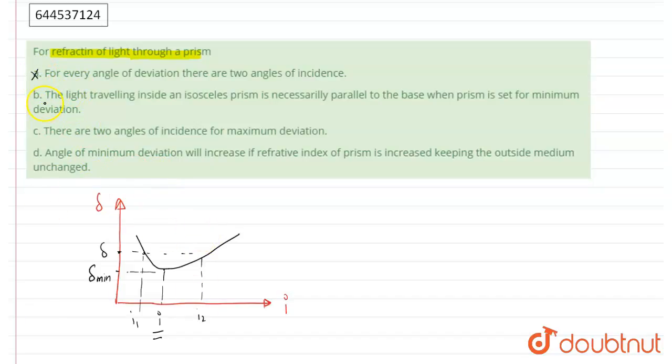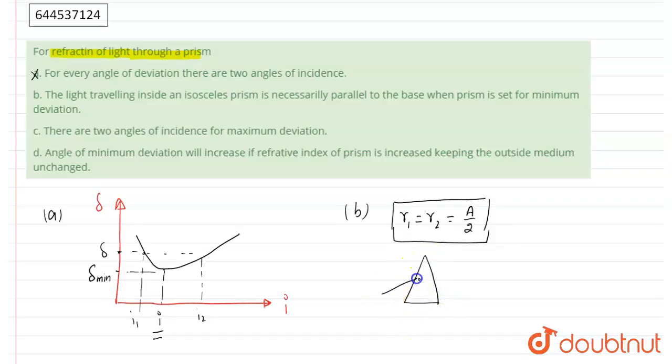Now let's read option B. According to it, the light traveling through an isosceles prism is necessarily parallel to the base when the prism is set for minimum deviation. For minimum deviation, as we know, R1 is equal to R2, and that is equal to A by 2. That is a symmetric condition in which the ray is necessarily parallel to the base. So statement B is correct.